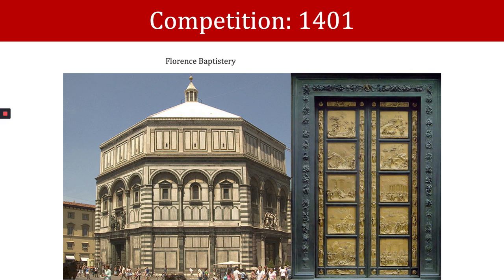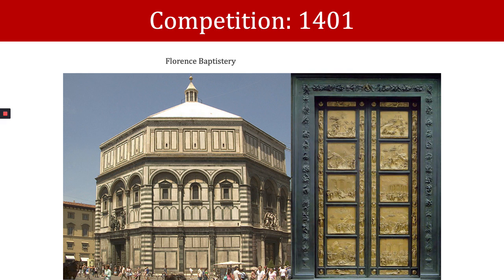There are 8 sides to it, and then there are 2 main entrances. You can see here, there's one over on this side towards the left, and there's one over here towards the right. What happens is in 1401 they want to complete these doors here on the right, and they put out this competition: please submit your works to the Clothmakers Guild of Florence.